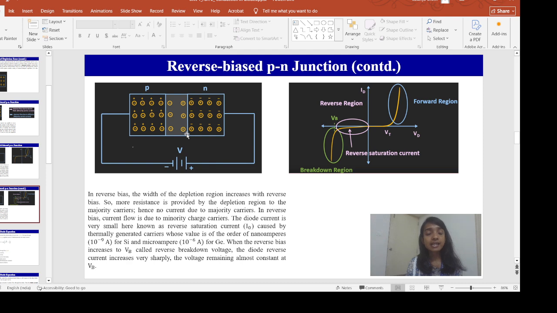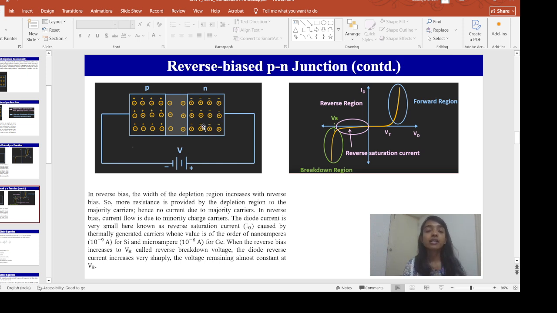wider, and in this case it will be completely impossible for the electrons to cross this depletion region and reach the other side, and it will be completely difficult for these holes as well to cross this wider depletion region and reach the opposite side. Okay, however, we won't get any current flow through this circuit now due to the majority charge carriers, but some current we will get due to the minority charge carriers.